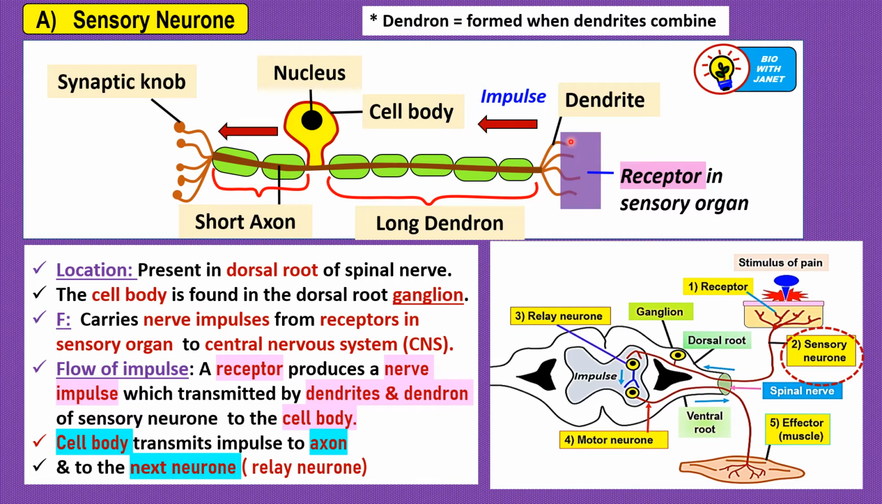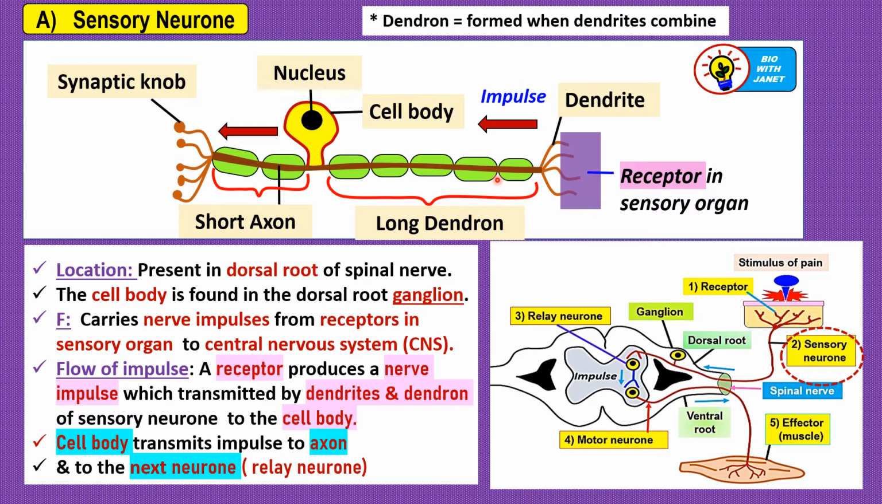The front part of the neuron is where it is attached to the receptor in sensory organs. It consists of the tiny dendrites. Then the dendrites combine to form a long dendron. Some books do mention the word dendron and some do not, and some label this part as dendrite. I label it as dendron as it is formed from the combination of all the dendrites here. This term is used in some books.